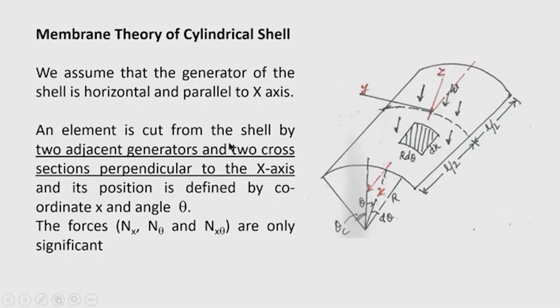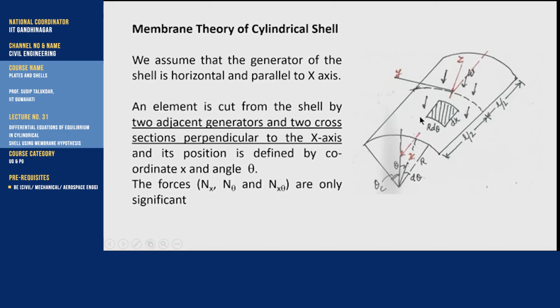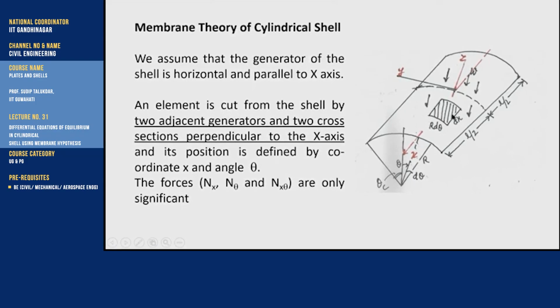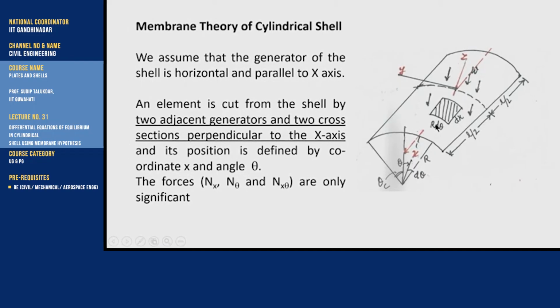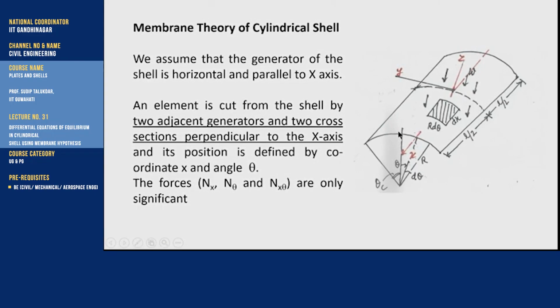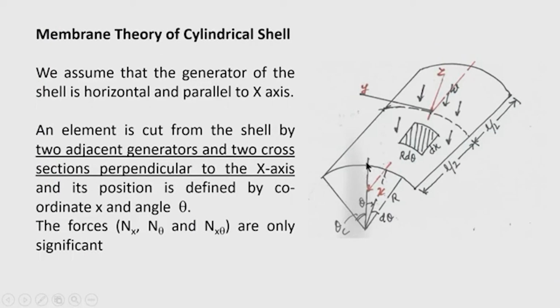The element is taken by cutting from the shell by two adjacent generators, you can see, and then two cross sections perpendicular to the x axis. So, the rectangular element is taken whose one side is dx and another side is r d theta. Theta is measured from the crown, that is the highest point of the shell, and from this vertical axis the angle theta is measured. So, at this edge the location is by theta and the adjacent element will be located at theta plus d theta, where d theta is a small angle. Naturally, the length of this curve is r d theta. So, now the area of the shell element is r d theta into dx.